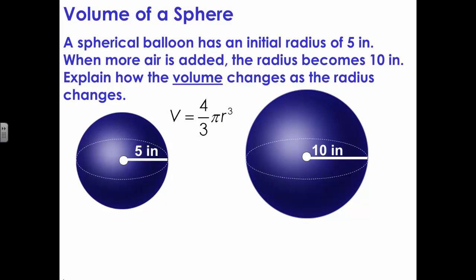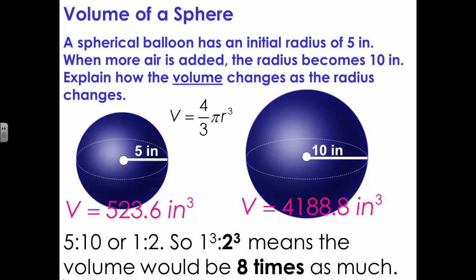Copy this down. We have a balloon with an initial radius of 5. We put more air into it and the radius becomes 10. Explain how the volume has changed as the radius has changed. There's a couple of different approaches to this one. You can actually calculate it and then compare your calculations, or we can go back to that ratio relationship. When it goes from 5 to 10, it has doubled. It has a ratio of 1 to 2. So anytime I'm comparing volumes, it's going to cube that amount. So it's going to be 8 times as much.